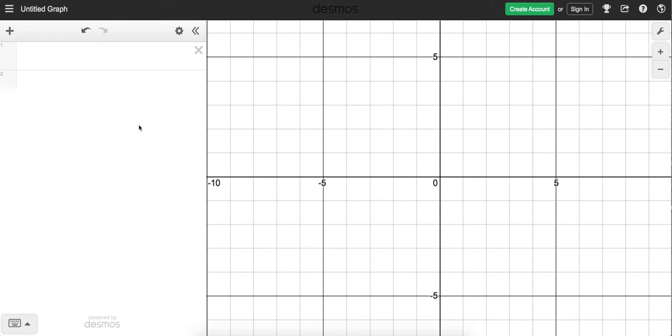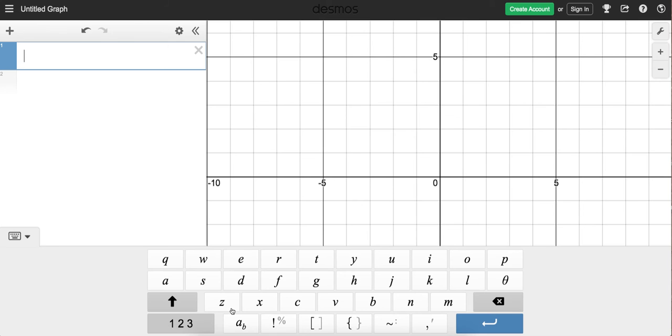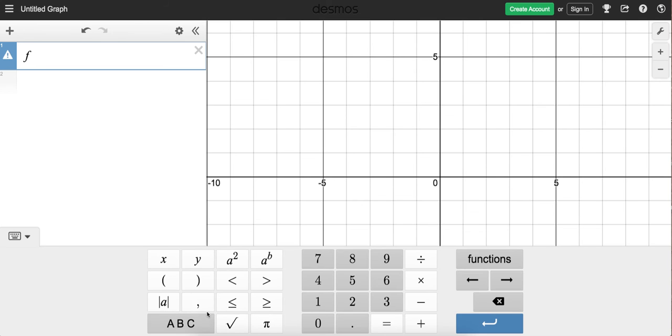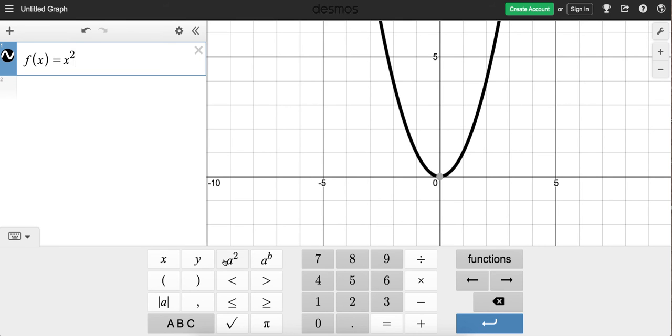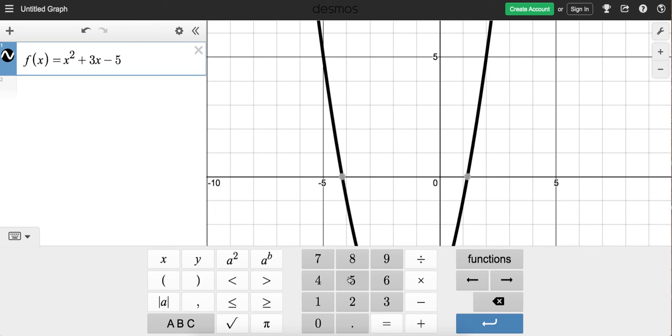All right, in this video, we're going to take a look at how to input functions and use and evaluate functions in Desmos. So over here in the entry screen, let's say we have a function f of x, so f of x, and let's have our function equal x squared plus 3x minus 5. And it'll automatically graph our function for us.